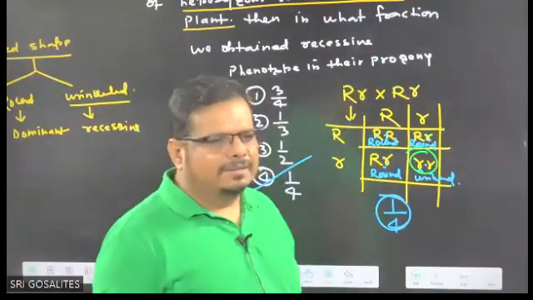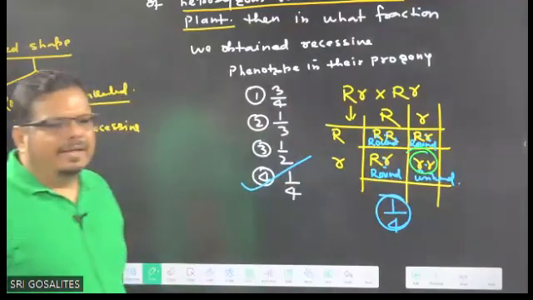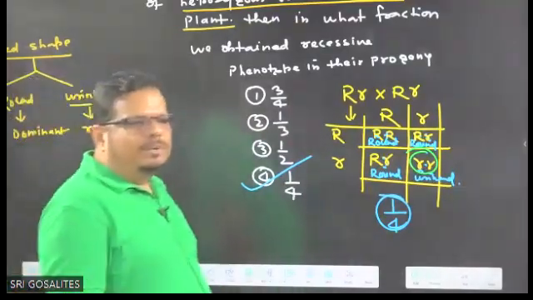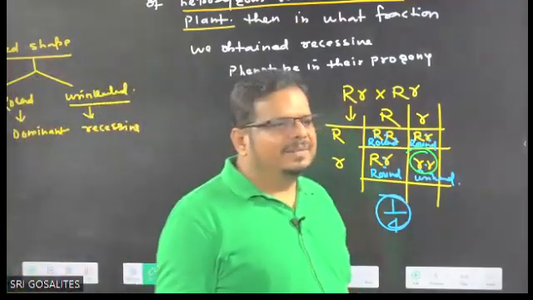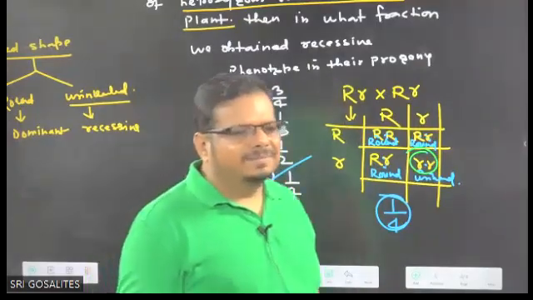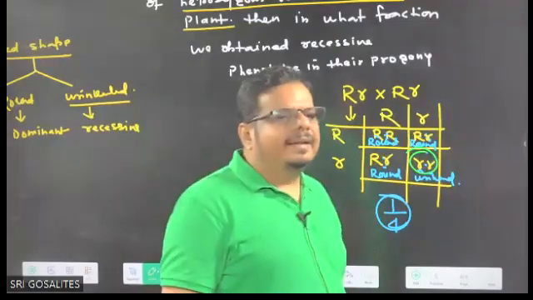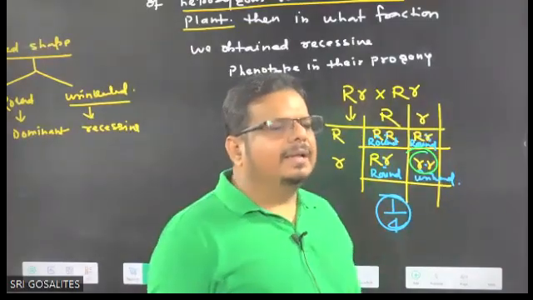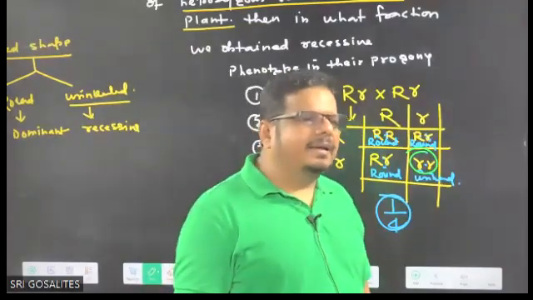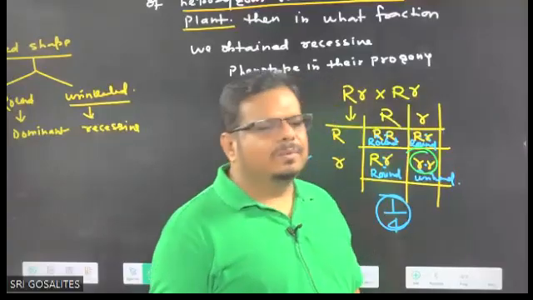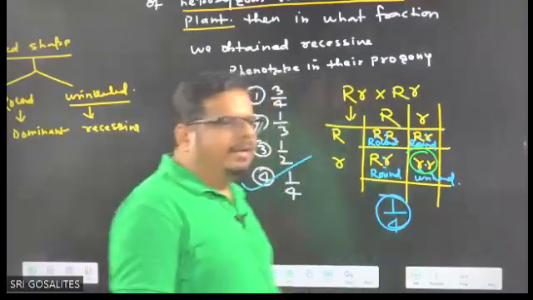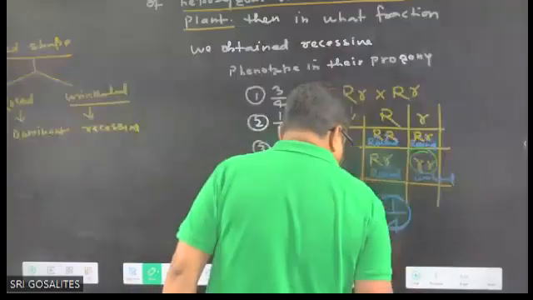Next question I am asking. You want to go for some more exposure of the question? Round and wrinkled are phenotypes. Capital R capital R, capital R small r, small r small r are genotypes. I am giving some more questions.